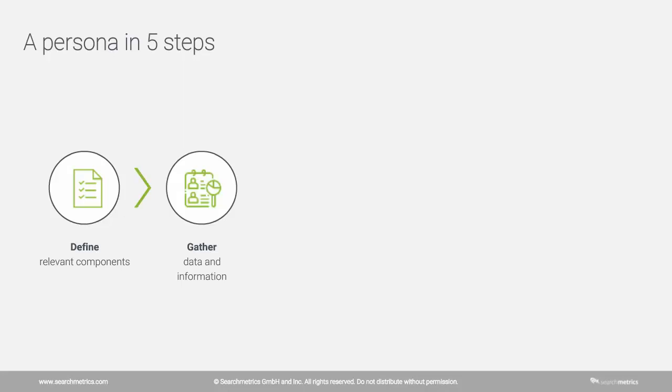So the first step, of course, is to define the relevant components. So what are your goals? What do you want to achieve? What kind of characteristics and attributes do you need to know about your persona? And the second step, quite obvious, is to gather all the data and information. There are different sources you can use, some more relevant for some, some less relevant for others, but we want to give you an overview of these as well.